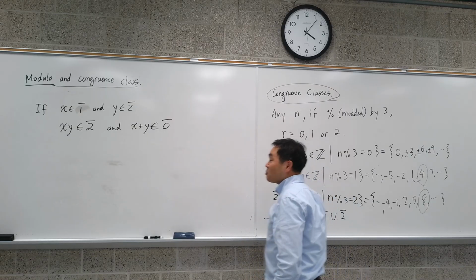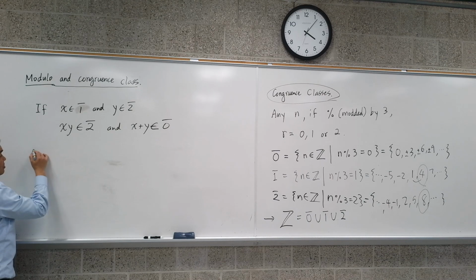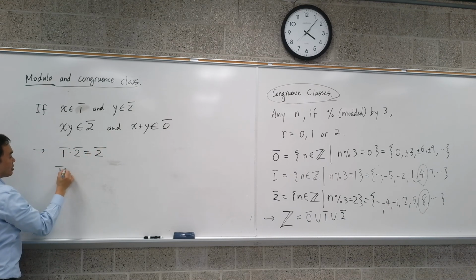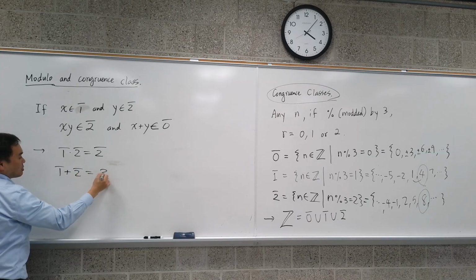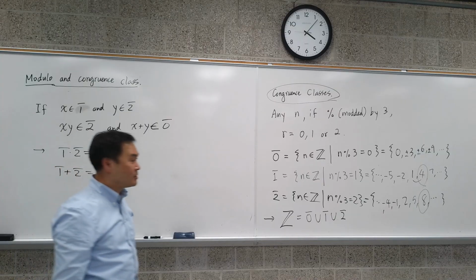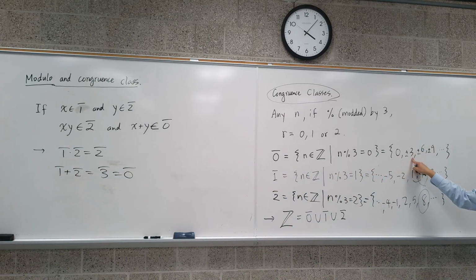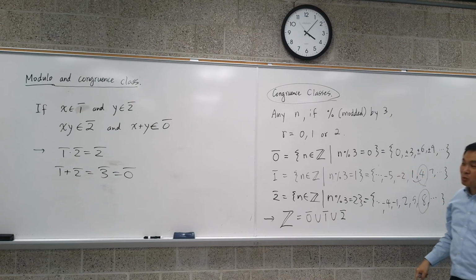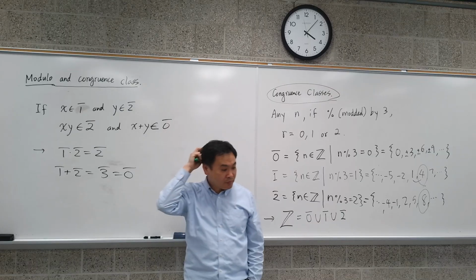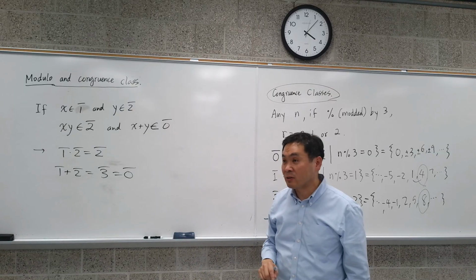And we can simply rewrite what this is saying as the following. 1 bar times 2 bar is 2 bar. 1 bar plus 2 bar is what? 3 bar, but the same as 0 bar. Yeah, 1 plus 2 is 3, but 3 is in 0, right? So we just say that this is the same thing as that, okay? 3 itself is in the congruence class of 0, so that's what we write down.